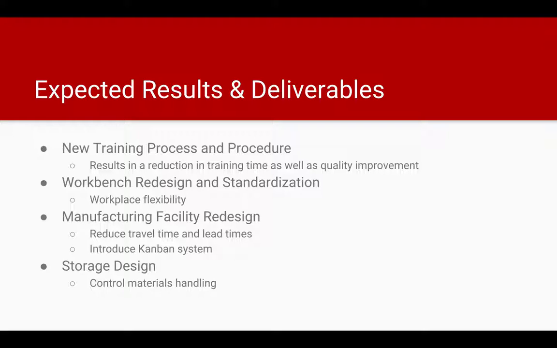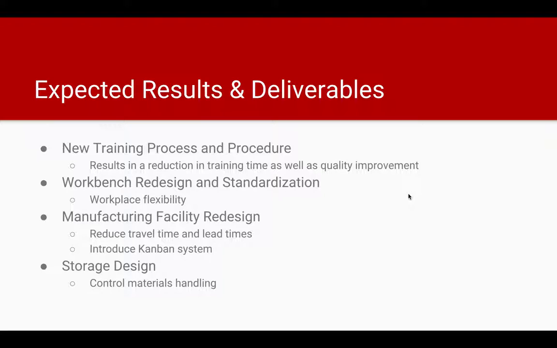Moving on is the manufacturing facility redesign. This will ideally introduce Kanban systems to minimize the work in progress and decrease the travel time, as well as the lead times because they will spend less time walking around the workplace. And lastly is the storage design, which will help control materials handling so less products are damaged during the production process.